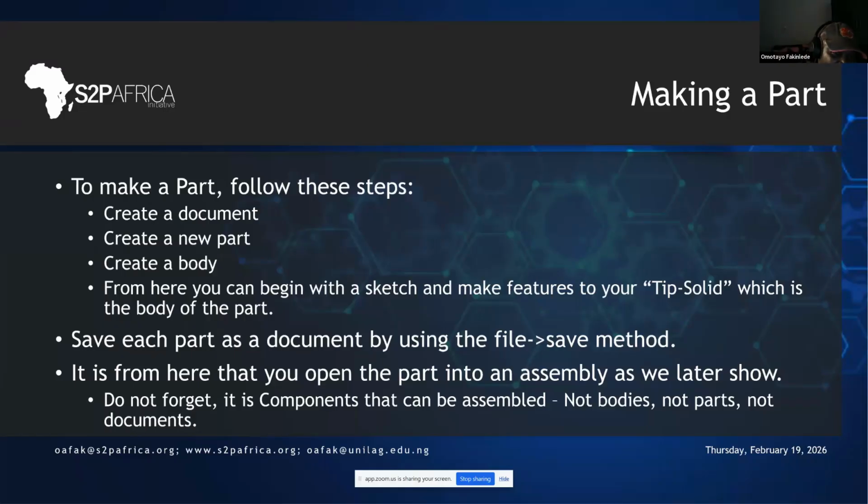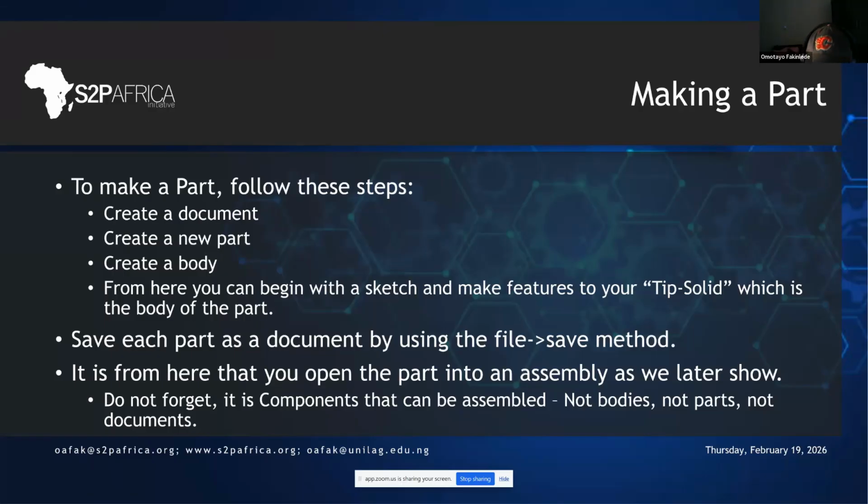Follow these steps. If you don't follow these steps, there's some pain ahead. Save each part as a document by using the file save method. It is from there you open the part to an assembly, as we shall later show. Do not forget, it is components only that can be assembled. You cannot assemble bodies, you cannot assemble parts, you cannot assemble documents. The only thing FreeCAD will assemble are components and components only.